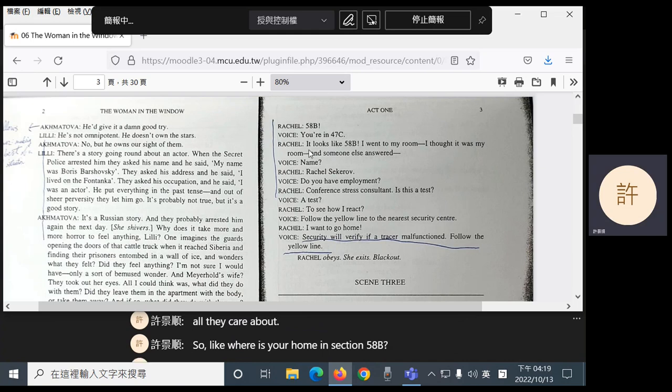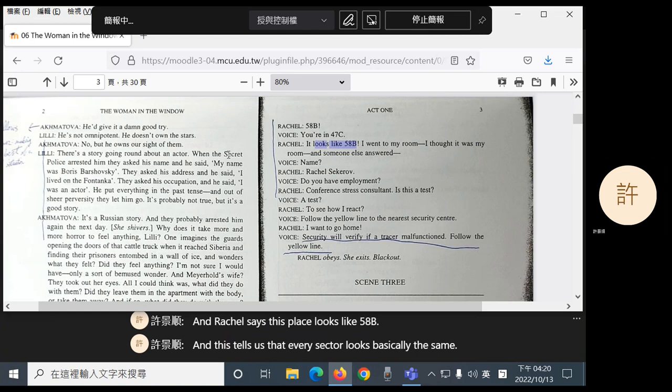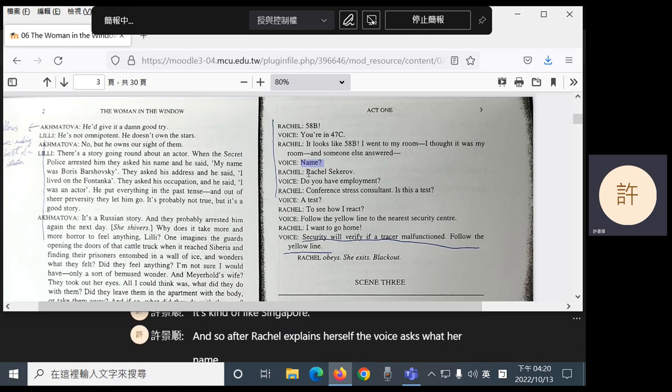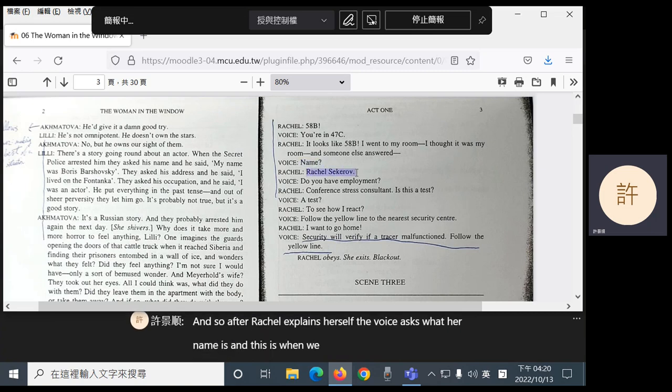And Rachel says, this place looks like 58B. And this tells us that every sector looks basically the same. It's kind of like Singapore. And so after Rachel explains herself, the voice asks what her name is. And this is when we learn her name, Rachel Sekharov.